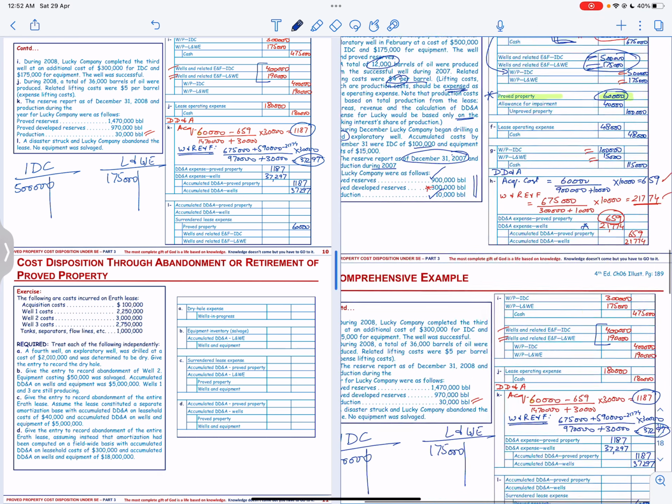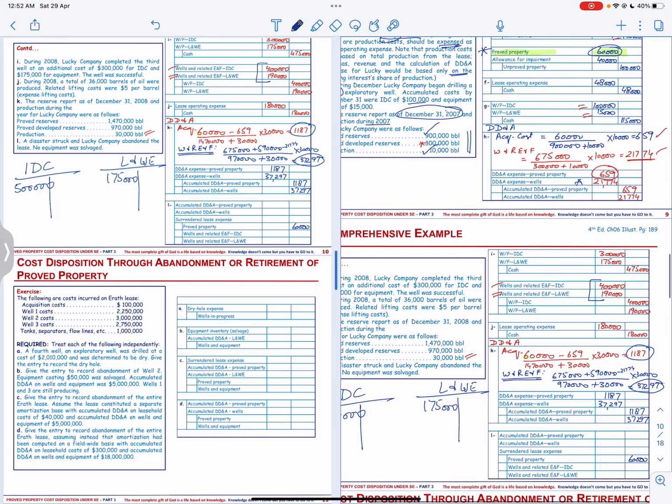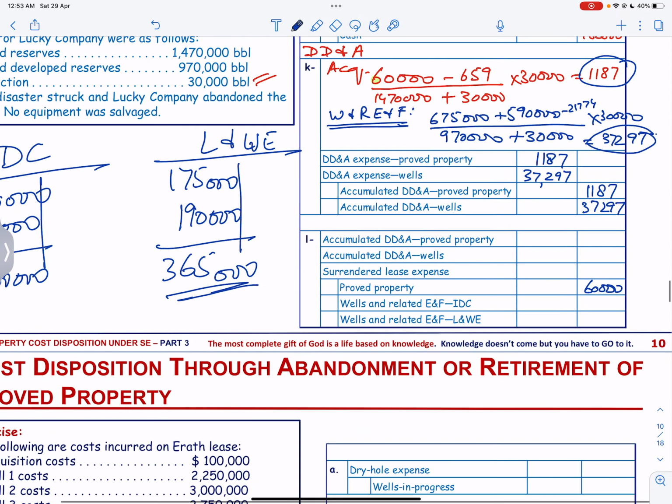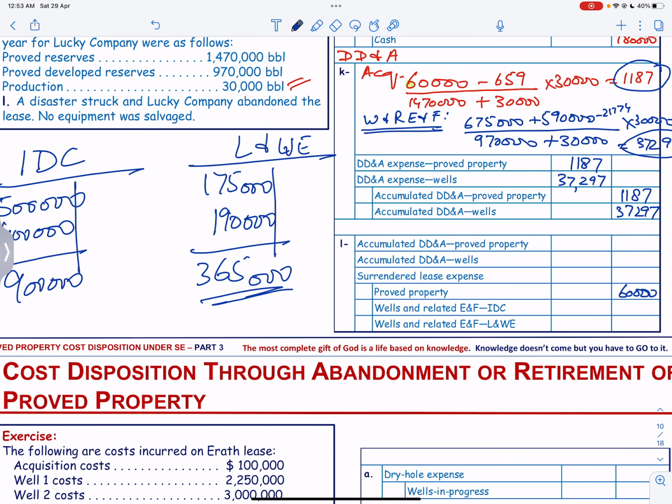What else? Oh yes, here. And then you can see we have wells and related equipment intangible drilling cost 400,000, and for lease, so first of all 400,000, and lease and well equipment is 190,000. So the total is 900,000, and this will be 365,000. Okay, so the wells and related, we are abandoning, so is going to be credited by 900,000, and lease and well equipment is going to be credited by 365,000.